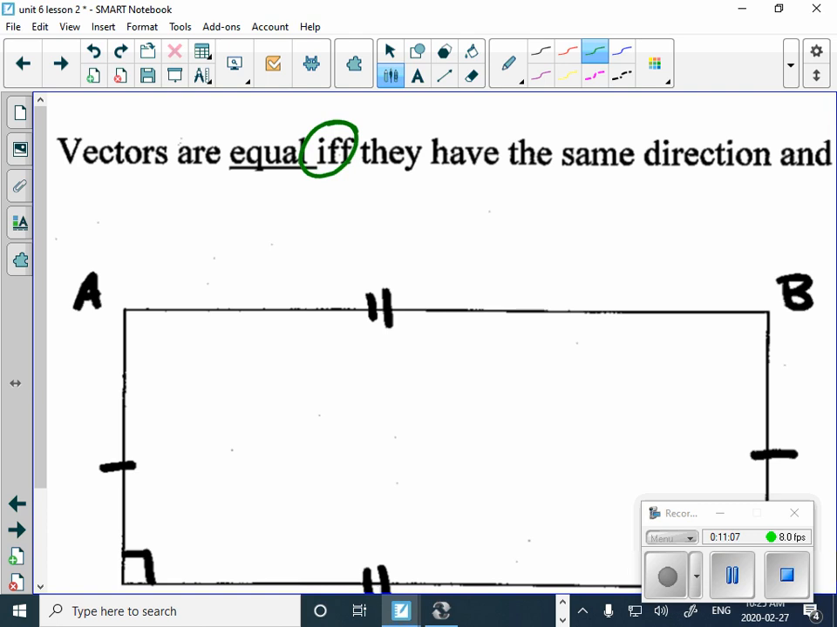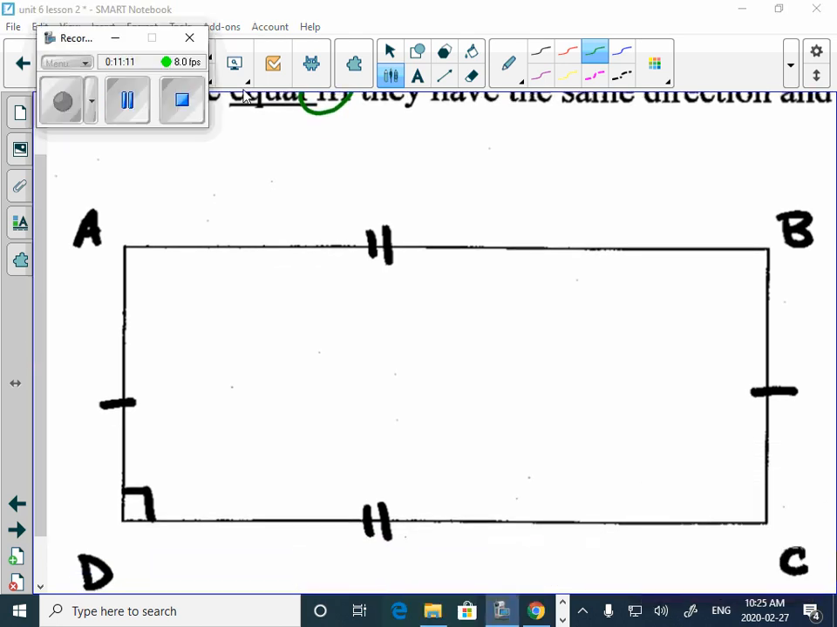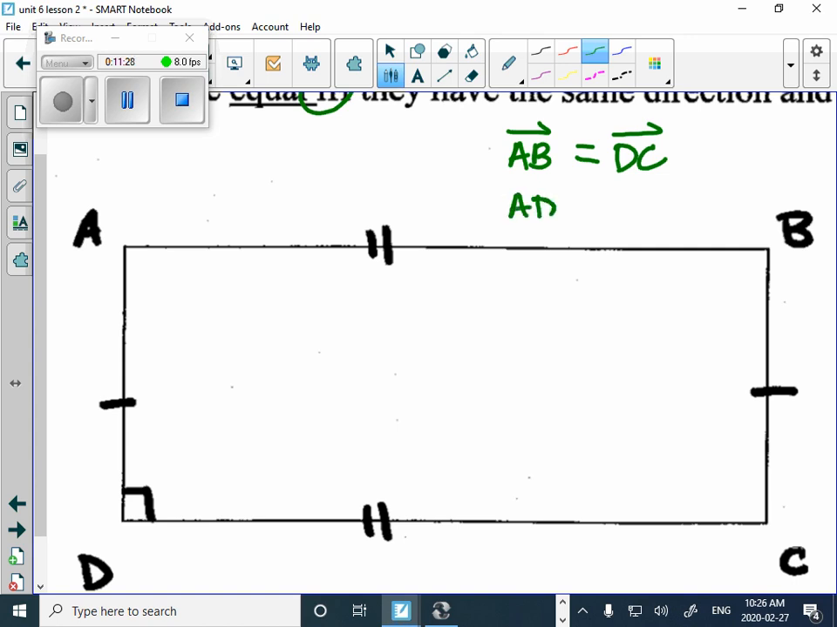So on my parallelogram here, if we can make sure we see it a little more clearly, vector AB is equal to vector DC. Direction matters, length matters. Vector AD is equal to the opposite direction of CB.